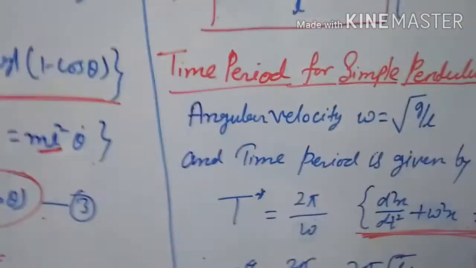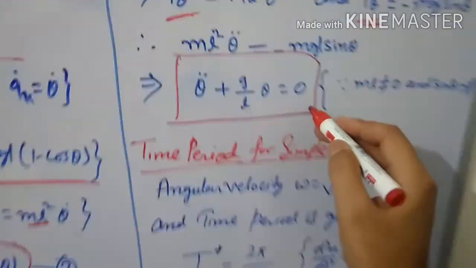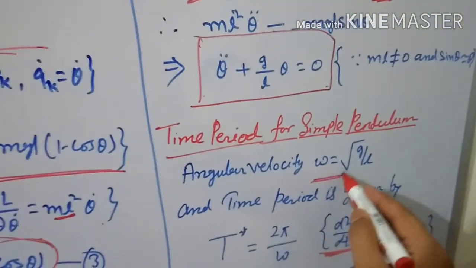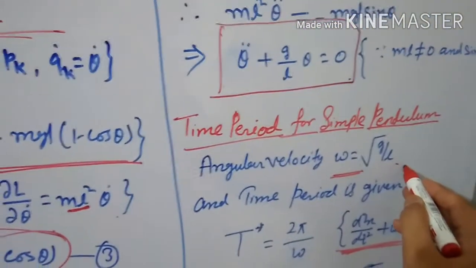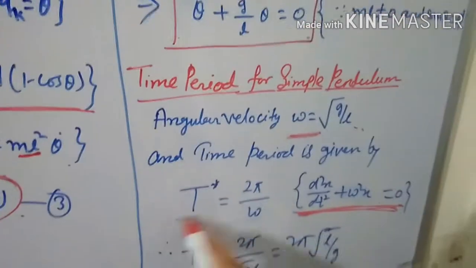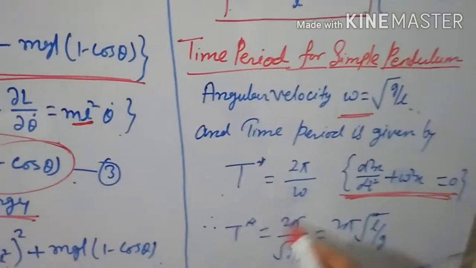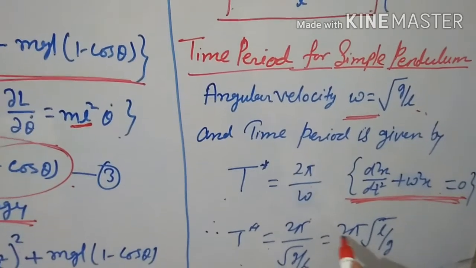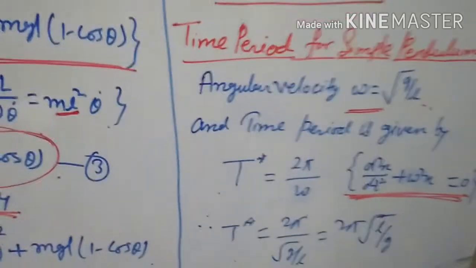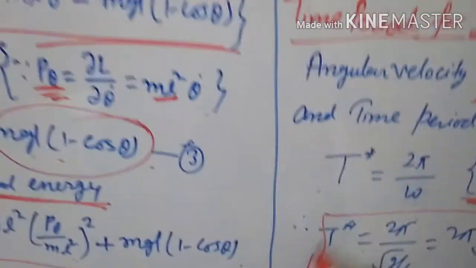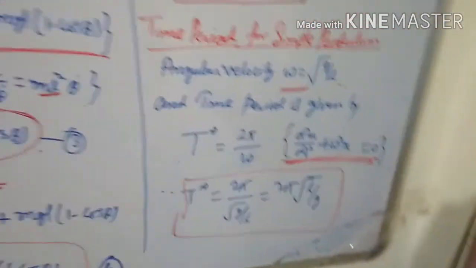On comparing these terms with this equation, we have angular velocity omega is equal to root over of g by l, and since we know that time period is given by T is equal to 2 pi by omega, therefore T is equal to 2 pi by root over of g by l, which is equal to 2 pi root over of l by g. This is the time period for simple pendulum.